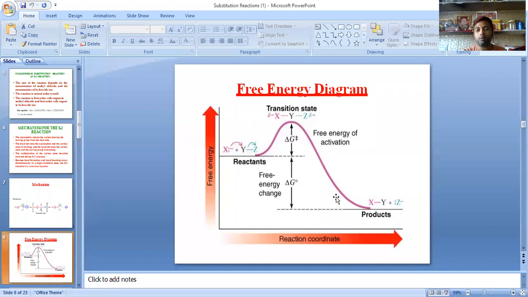But once the products are formed, the leaving group leaves the substrate and the nucleophile bonds to the alkyl group. The substitution product is formed and the leaving group leaves. The product becomes stable and the potential energy decreases. Understood?